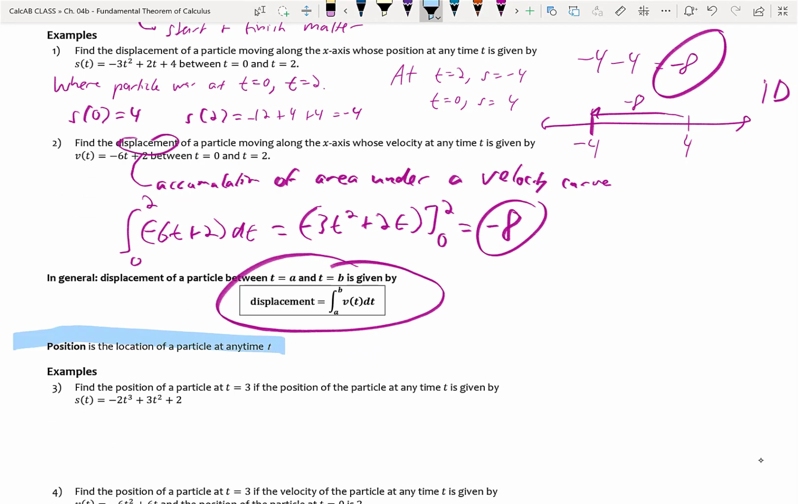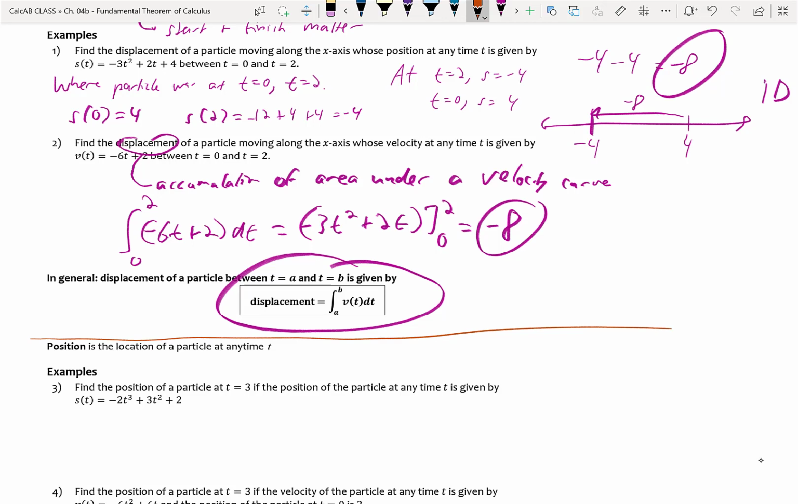Position. Position is a location. And on a one-dimensional axis, one-dimensional grid, a position is just a number. It's a single number. If it's positive, we're right of the 0. If it's negative, we're left of 0. In a two-dimensional grid, a position is an ordered pair. But here, it's just going to be a single number.